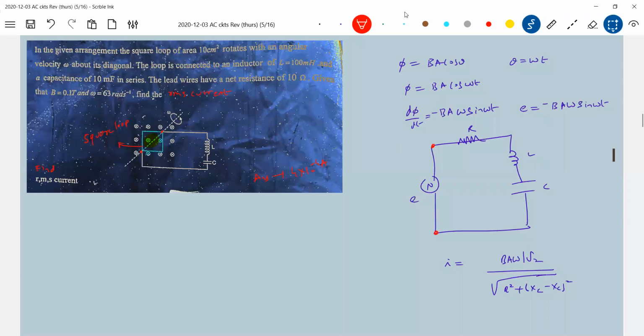No, there is nothing to do with this part. You need not bother here. The 4 sides of the square which is rotating, each one will have an EMF of E by 4. E by 4 EMF will be set up in each of those sides. So the effective across these 2 diagonal points will be E by 2 only.